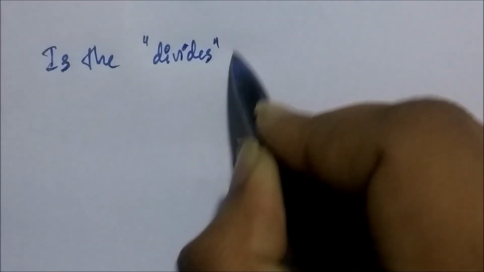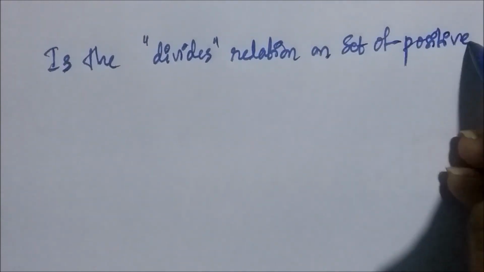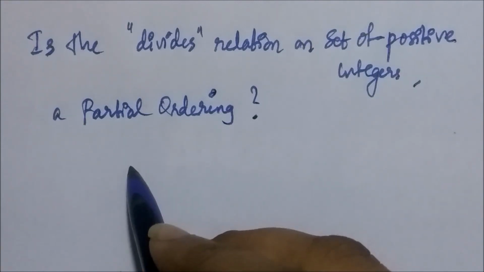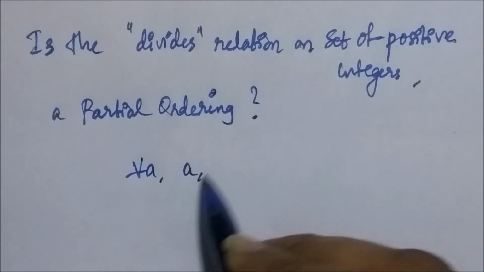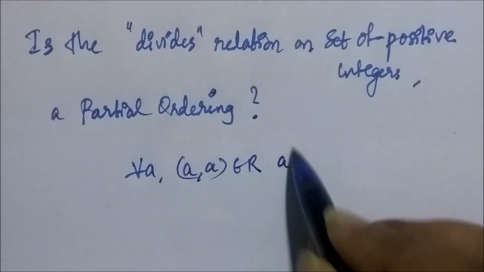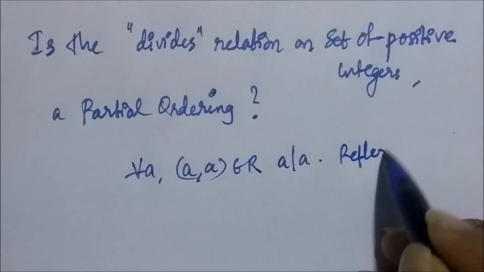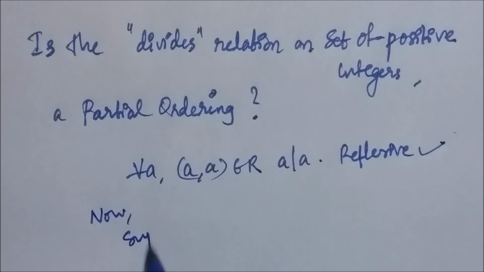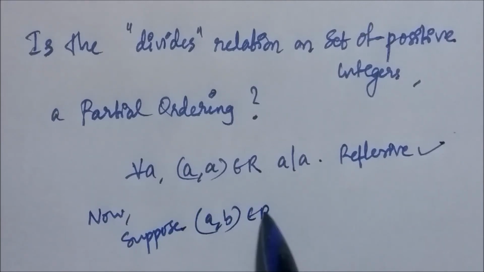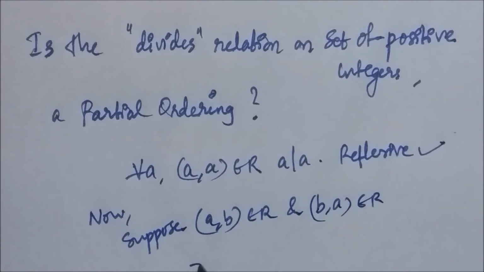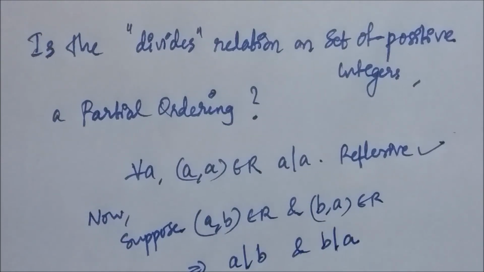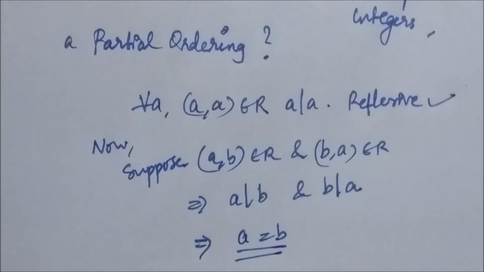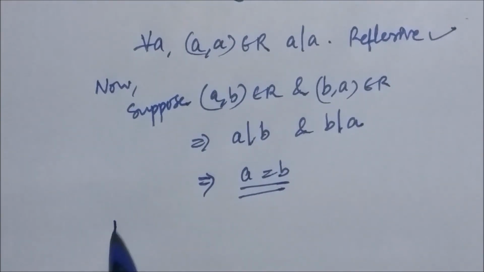Next we ask, is the divides relation on the set of positive integers a partial ordering? Let's see. If you take any element a, (a, a) belongs to R because a divides a, right? And hence the relation is reflexive. Now suppose that (a, b) is in the relation and (b, a) is in the relation. This implies that a divides b and b divides a. So when a divides b and b divides a, it has to be the case that a equals b, and hence the relation is antisymmetric also.